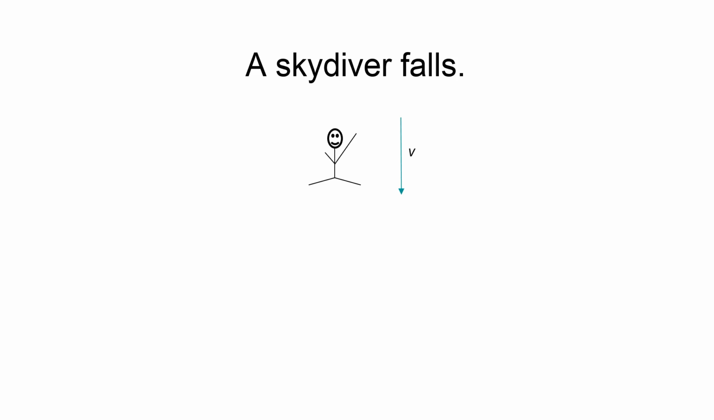We also know that the skydiver should be accelerating downwards. We are going to go ahead and assume that we can ignore air resistance for the purposes of this video. In this case, the acceleration of the skydiver should be that of gravity, so we can label that too. It is straightforward to diagram the motion of the skydiver.